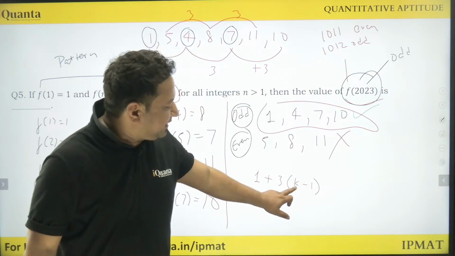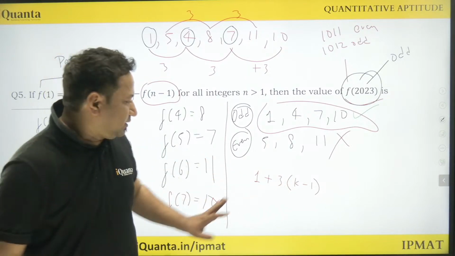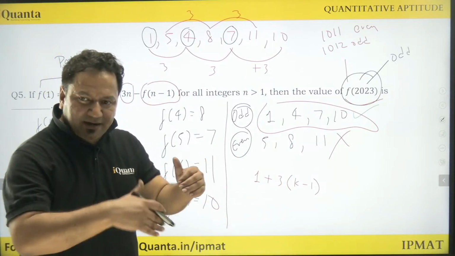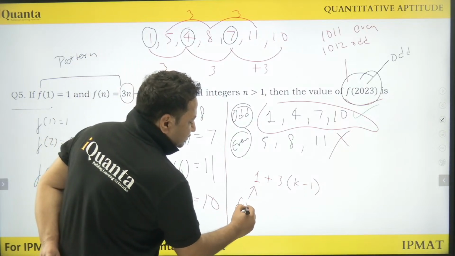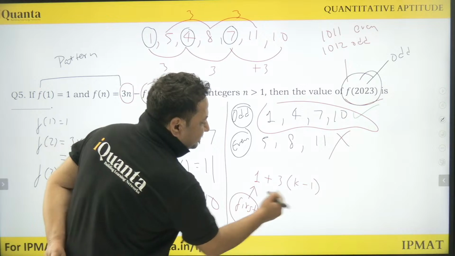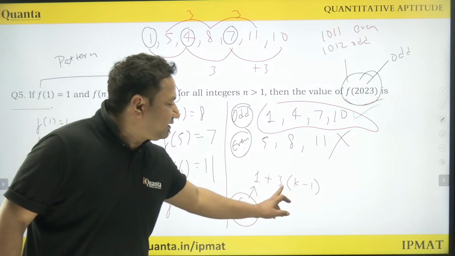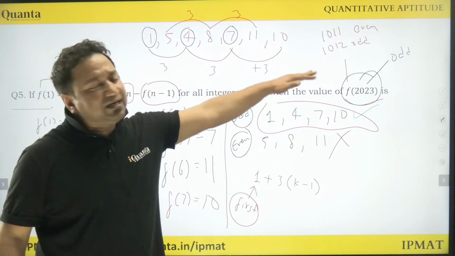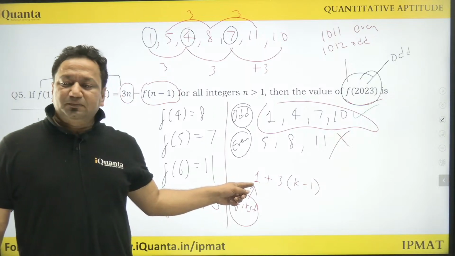1012th एलिमेंट निकालना है तो यहाँ पे 1012 पुट करने से क्या होगा? 1011 डिफरेंस आ जाएंगे. Why? Because we have already written the first term. So first term has already been written. That is why we subtract 1 from here. Is that clear? अगर मैं subtract यहाँ ना करता, 3k लिखता, तो मुझे 1013वां टर्म मिल जाता. पहला टर्म पहले लिख चुका हूं मैं. Right?